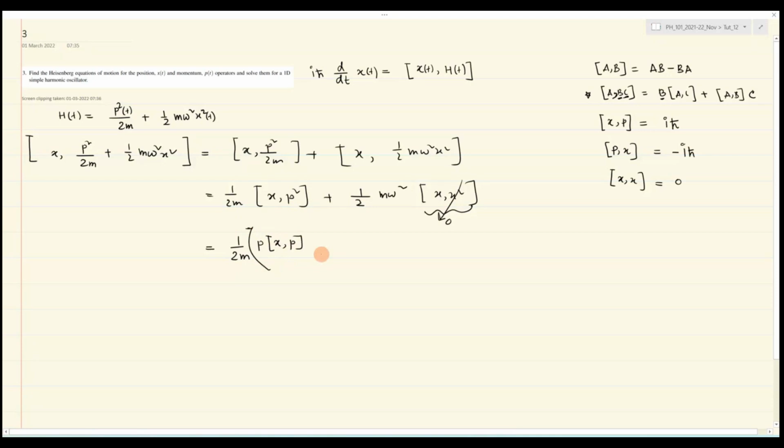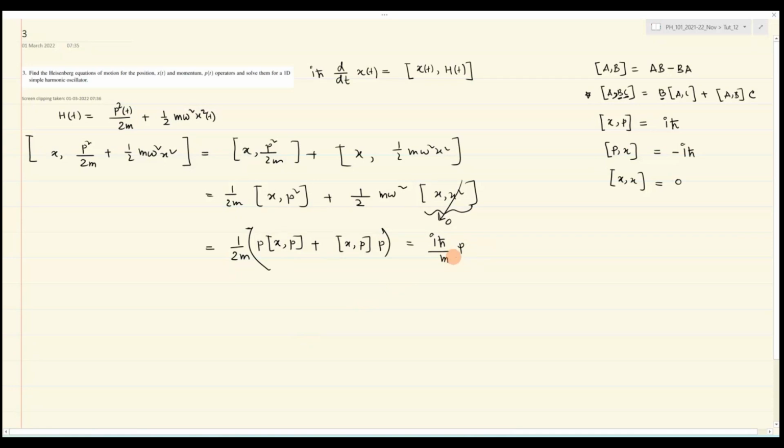Which bracket will I use? Okay, like this. So one will be [x, p]. We know it is iħ, so we can take it out. Two times iħ will come out, iħ by m into p. Is this correct? Everyone understood this?